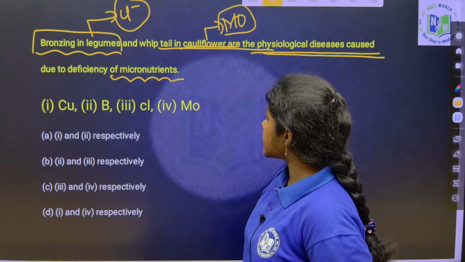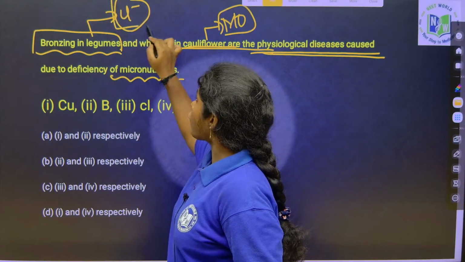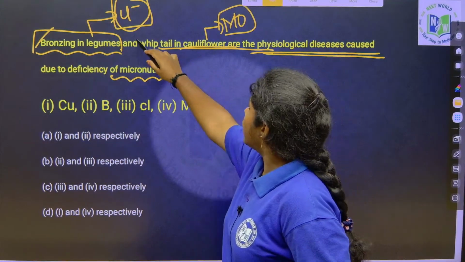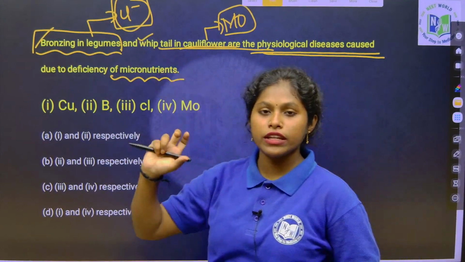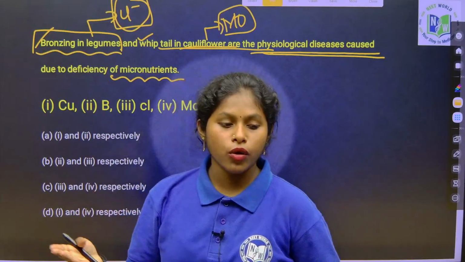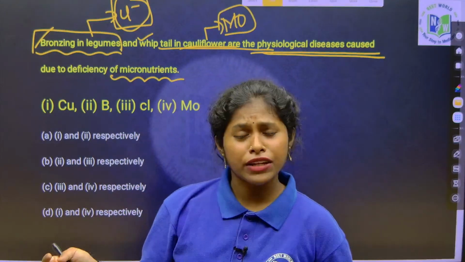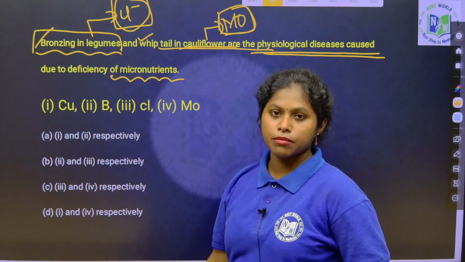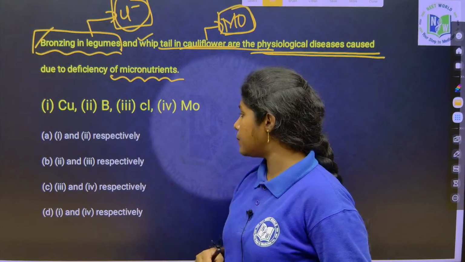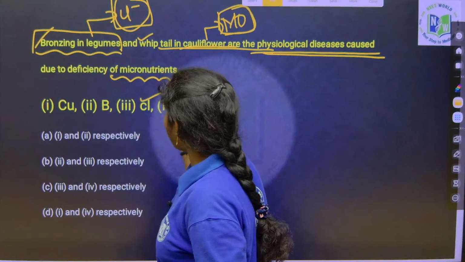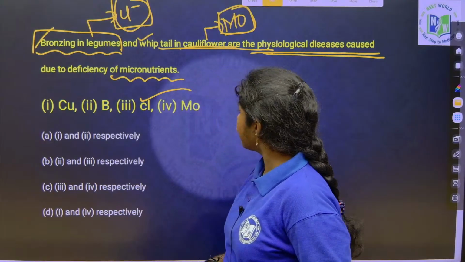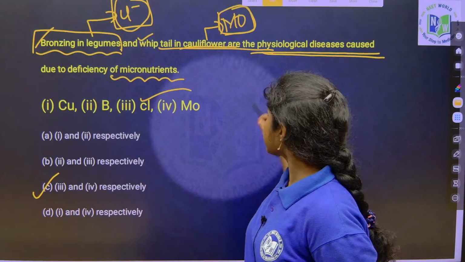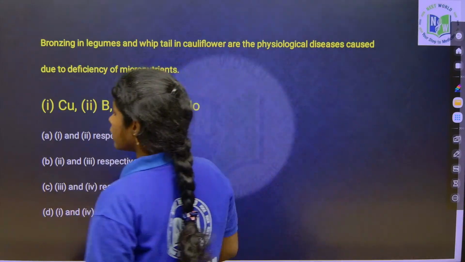Here the answer is C. Bronzing in legumes happens due to deficiency of chlorine, and whiptail happens with no vein formation, students. There is no proper leaf blade. It will not form correctly because of the lack of the molybdenum element. That is why chlorine and molybdenum, options 3 and 4, are the correct statements according to this question. Got it? Now see the next question.